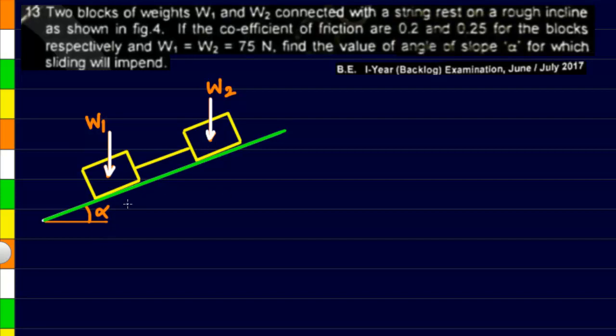For a single block, that will just be the angle of friction. But the twist here is that the coefficients of friction are different for the two blocks. Since the coefficient of friction of this block W2 is greater than the coefficient of friction of this block W1, the block W2 will keep the block W1 from sliding down at its own angle of friction. So the overall angle of friction for both the blocks combined will be somewhere in the middle of these two. And our task is to find that. So let's proceed.